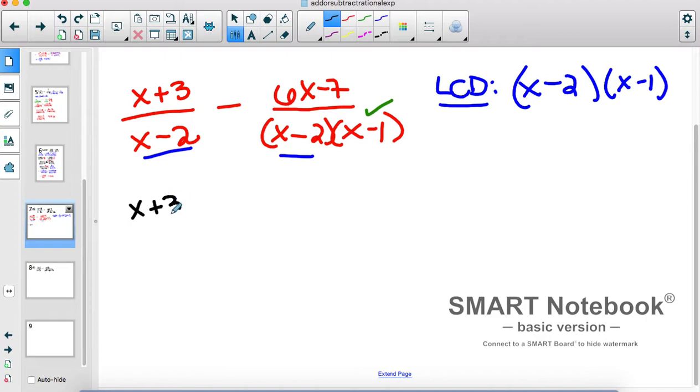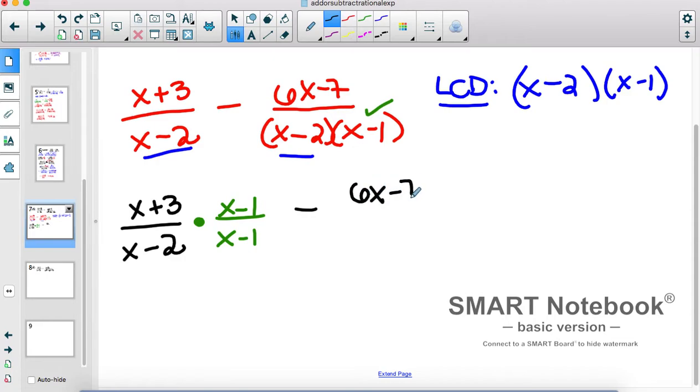(x + 3)/(x - 2). Well, that one needs to be multiplied. The LCD is missing an x minus 1. So we're going to multiply by (x - 1)/(x - 1). And then just to rewrite the rest of my problem, minus (6x - 7)/((x - 2)(x - 1)).